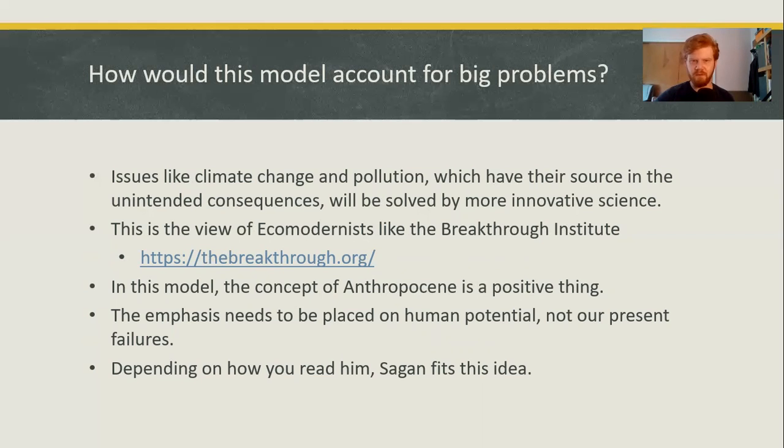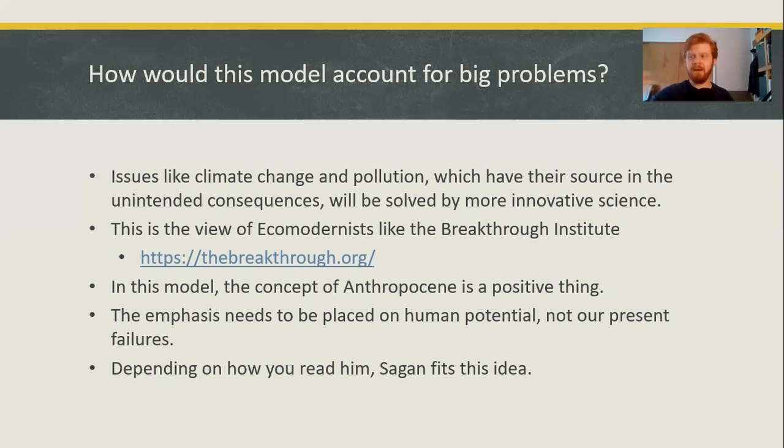And this is the view of the eco modernists, people who want to use modern science, modern technology, modern philosophy to help the environment, because for them, the environment matters because it helps humans flourish. And the big group for this is the Breakthrough Institute. I've got their website here. They also have a book. I will say, taking off the hat of advocating for this group, Breakthrough Institute's a little extreme.